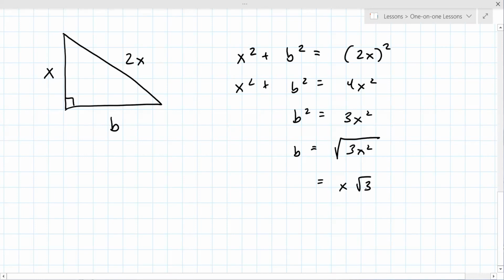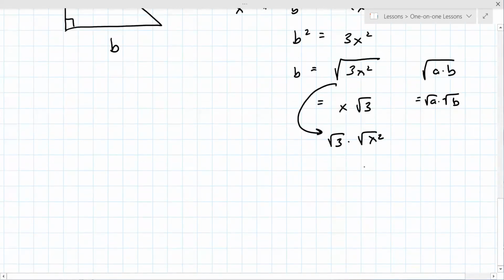How'd you get x square root 3, actually? Okay, good. Let's talk about that. There's this property that says the square root of a times b is the square root of a times the square root of b. So if we apply that here, that's the square root of 3 times the square root of x squared. Now, the square root of x squared is actually the absolute value of x, believe it or not.